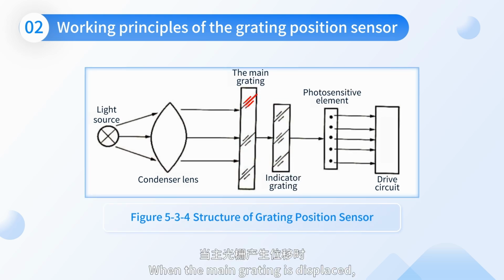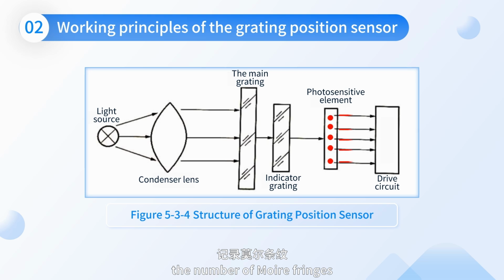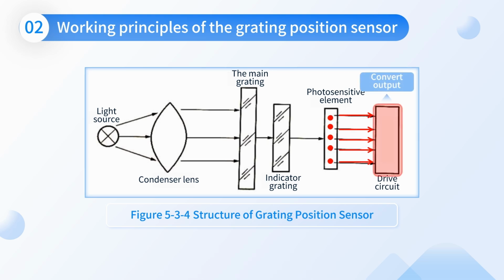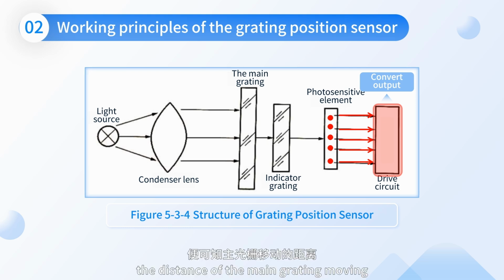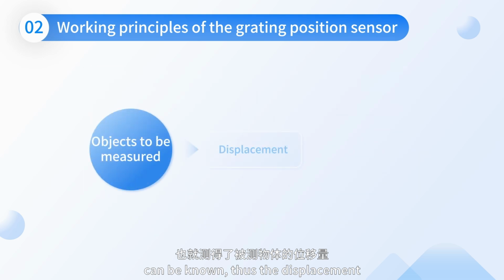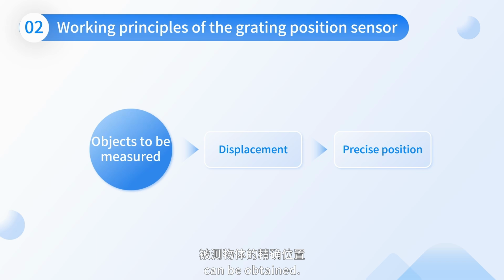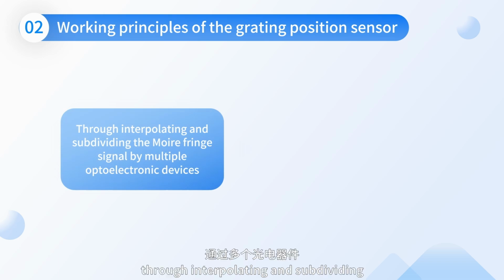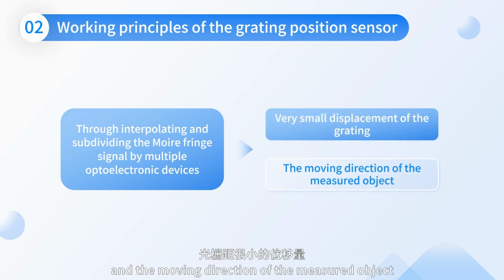When the main grating is displaced, the Moire fringes are displaced along with it. If the photosensitive element records the number of Moire fringes passing through a certain point, and the output is converted through the driving line, the distance of the main grating moving can be known. Thus, the displacement and precise position of the measured object can be obtained. By using the principle, through interpolating and subdividing the Moire fringe signal by multiple optoelectronic devices, the grating displacement with a small distance in the moving direction of the measured object can be detected.